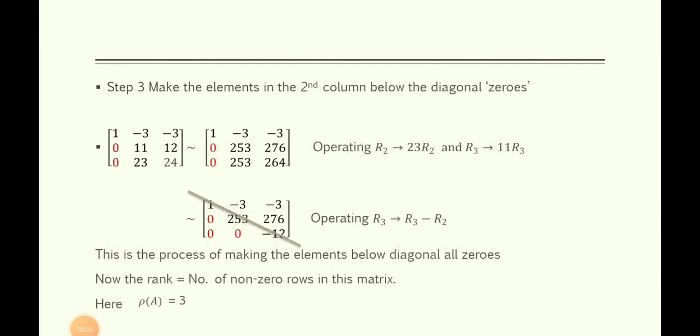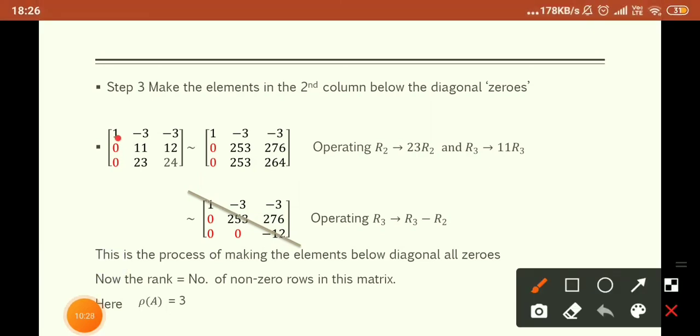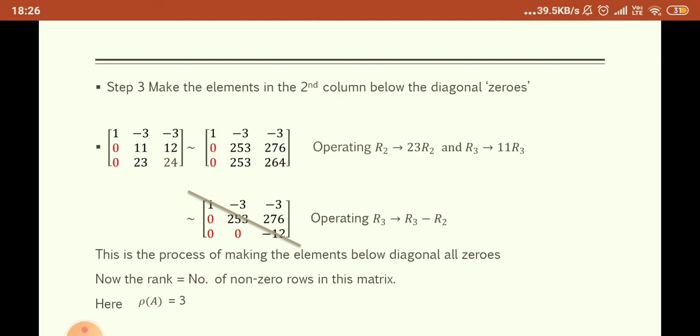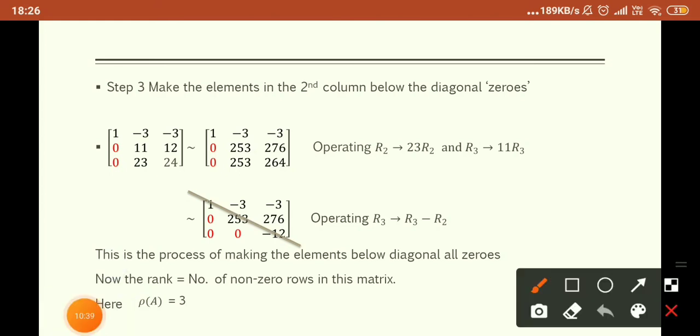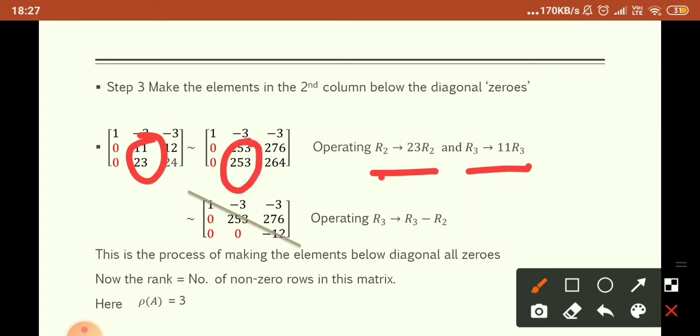Right? Now the next step, after making 2 zeros below 1, is that we have to make this element 0, because this is the diagonal line. So to make this element 0, because these two elements are 11 and 23, we multiply the second row by 23 and the third row by 11, so that these two elements become equal, and subtracting them will give us 0. So we multiply these two, because this is the second elementary transformation. Multiplying these two by 23 and 11 and subtracting will give us 0. So this is the diagonal line. Below it all the elements are 0.